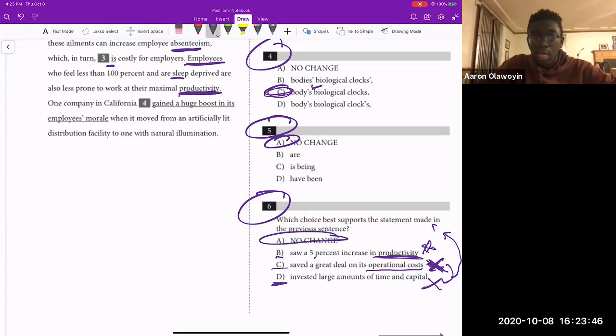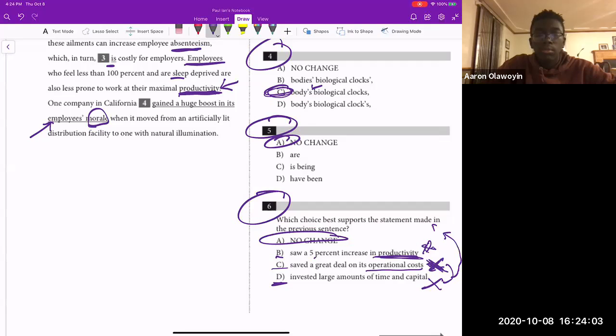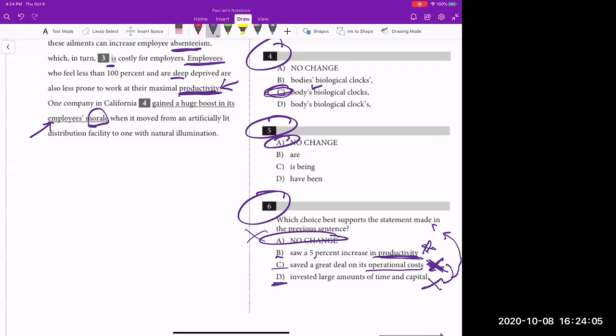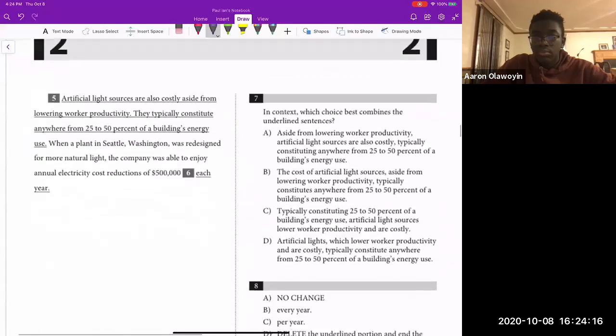And then if you look at no change, just to check the no change, one company in California gained a huge boost in its employees' morale. It does talk about the employee though. But the thing is, what about the employee? It's talking about their morale. It's not talking about their productivity. So it's not that one. It's really close, though. It's talking about employees as well. But it's B because of this productivity, which is also here. So employees' productivity or well-being.